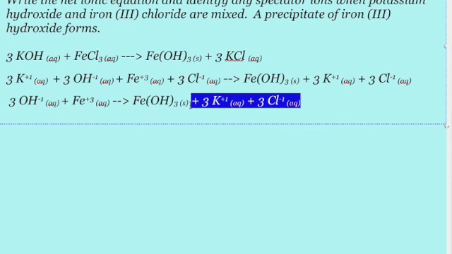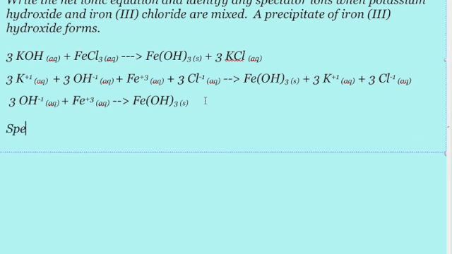So what your net ionic would look like is your Ks go, your Cl's go, and you're left with 3 hydroxide ions with an iron plus 3 ion, and it gives you your solid here. And then your spectator ions would be your potassium ion and your chloride ion.